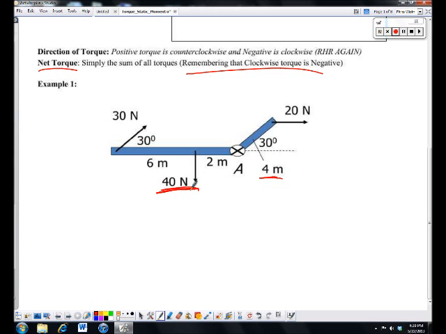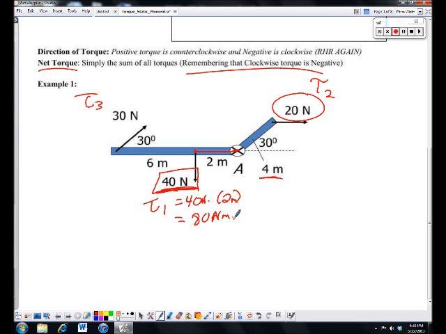I'm going to take my 40 newton first, and I'm going to call this torque 1. I'm going to call this over here torque 2, and this over here torque 3. Now the mistake most people make with torque is they forget the radius component when we're doing it mathematically. So in this case, torque 1 is 40 newtons, and my radius from the center of rotation is 2 meters. And so my torque, with newtons here and meters there, is 80 newton meters. Now, this is counterclockwise in direction and should be positive.